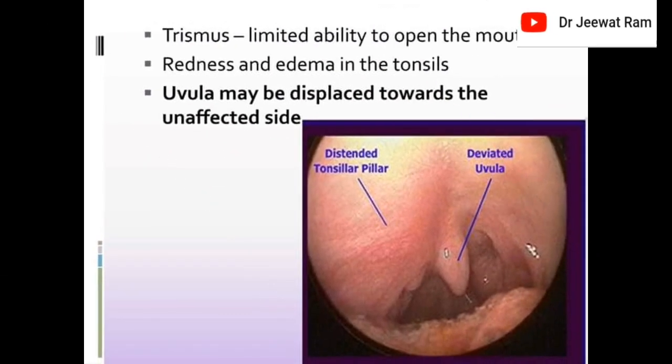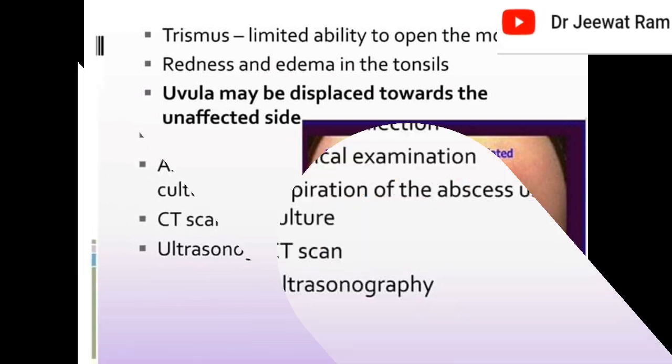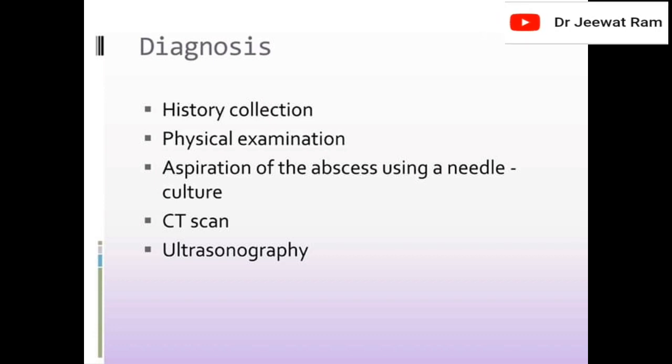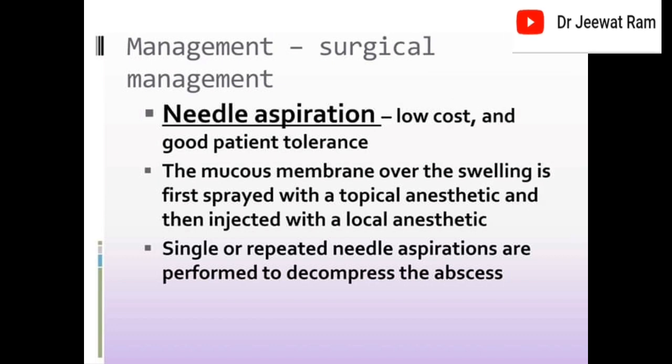Trismus: limited ability to open the mouth, redness and edema in the tonsils, uvula may be displaced towards the affected side. Diagnosis can be done by history collection, physical examination, aspiration of the abscess using a needle for culture, CT scan, ultrasonography. Management of Quinsy: surgical management, needle aspiration, low cost and good patient tolerance.